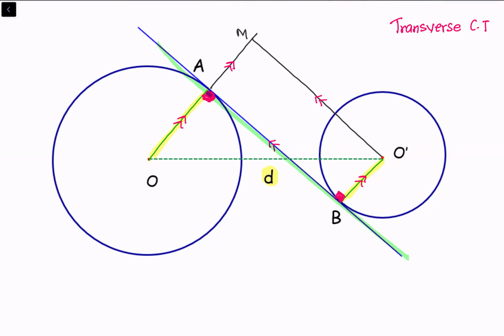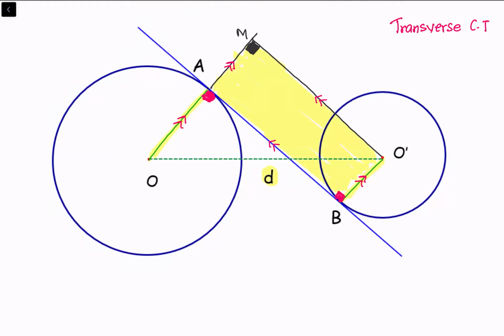If we have a look at this figure, its opposite sides are parallel to each other, so this figure is a parallelogram. And one of the angles is 90 degrees, so this figure is a rectangle. If this is a rectangle, then this angle has to be 90 degrees. Also, opposite sides are equal.